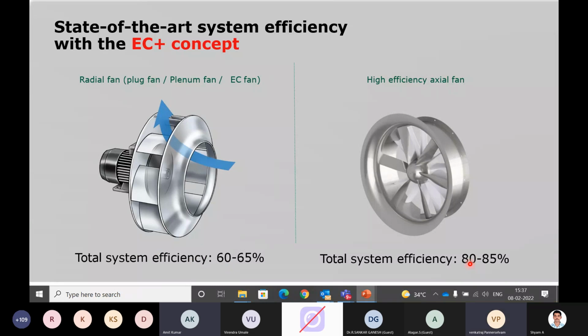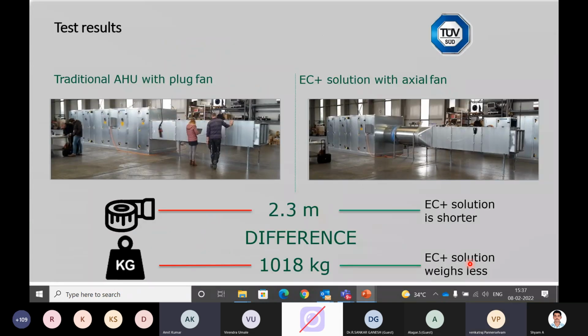We also did the testing in a third-party lab, TUV. What we did was take two AHUs, one with a plug fan and one with this EC plus, which is what we call our axial fan with PM motors. You can see here, this EC plus solution is 2.3 meters shorter in length. This one is much bigger because the plug fan size is very big, but our solution is very compact and very small.